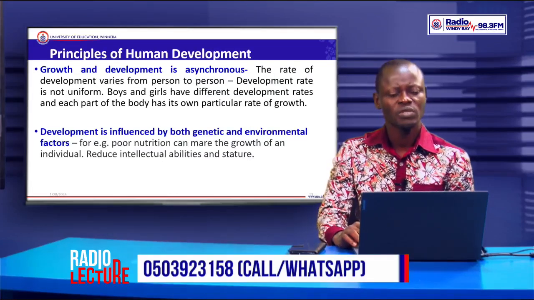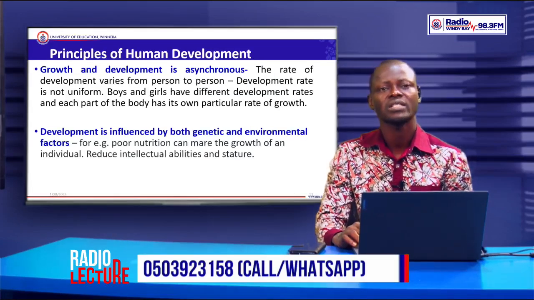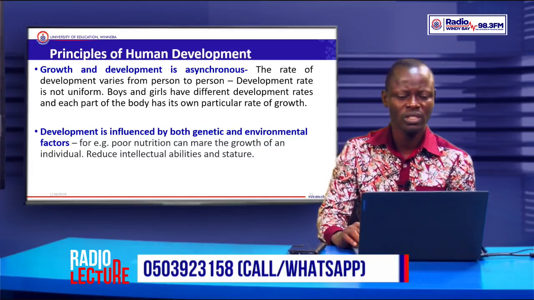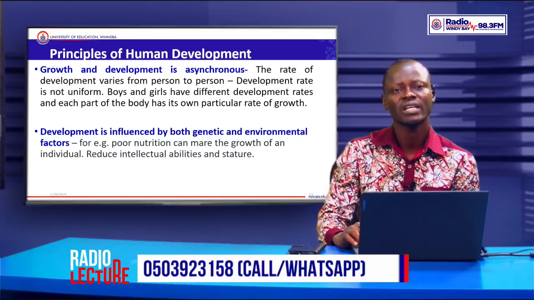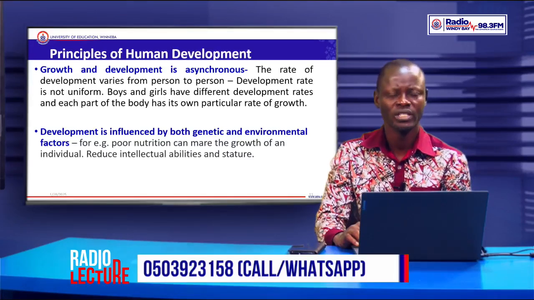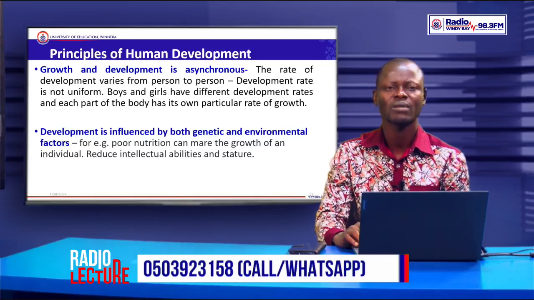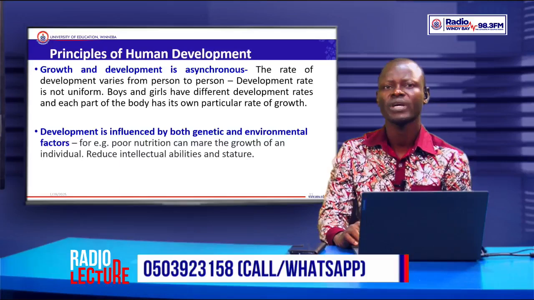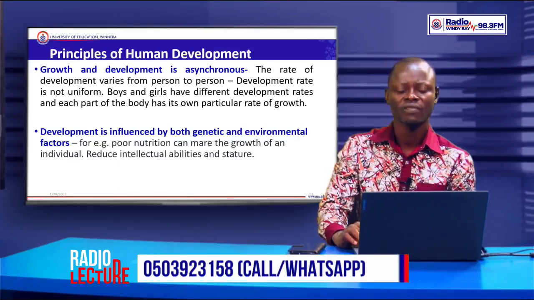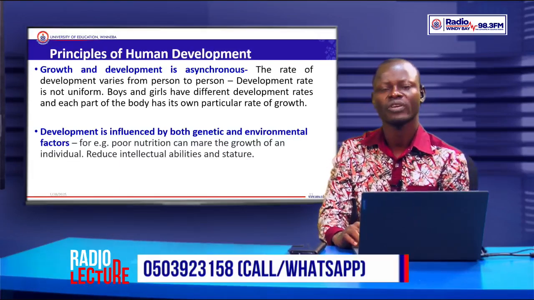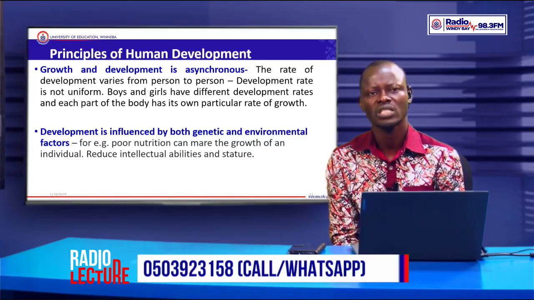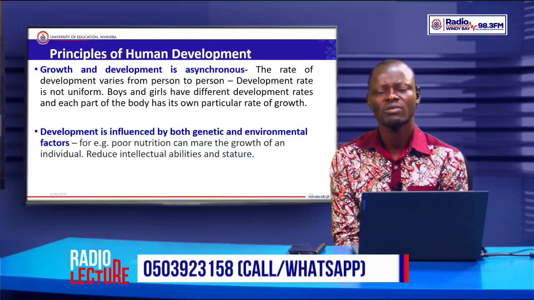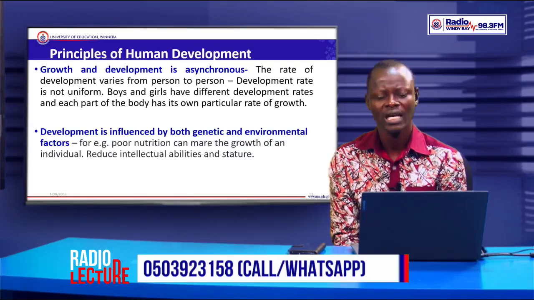Now, the next principle we said is that growth and development is individualized, which means the rate varies from person to person. Development in girls may not be the same as in boys, because the pattern of development in girls is normally very fast as compared to that of boys. And we are saying that development is influenced by both genetic and environmental factors. Poor nutrition, for instance, is an environmental factor, and that can influence the individual's development. But the genes that you inherit from your parents are genetic in nature, and you don't have control over them.